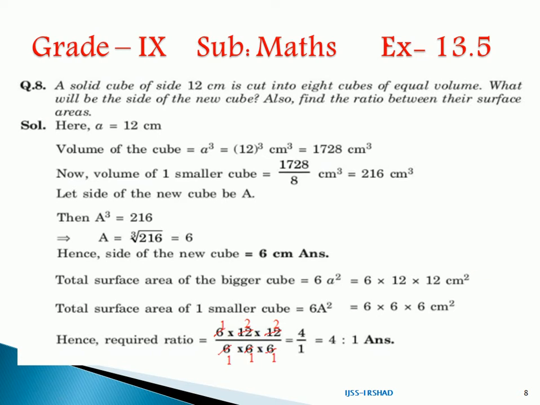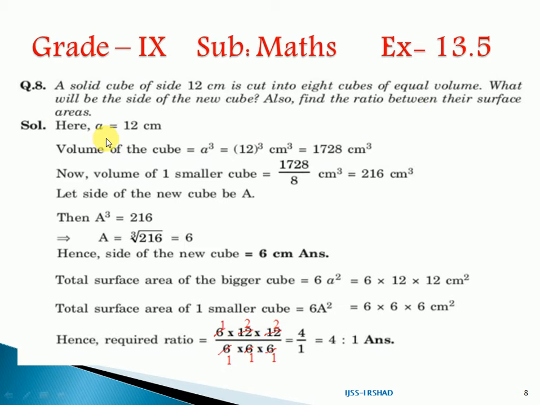Now we will move to the next question, question number 8. Number 8 is also a different kind, so I have solved it here. A solid cube of side 12 cm is cut into 8 cubes of equal volume. What will be the side of the new cube? And also find the ratio of their surface areas.